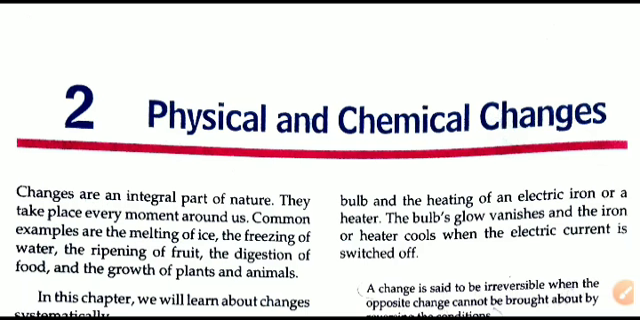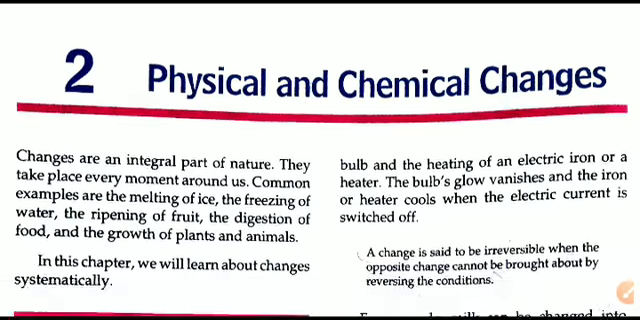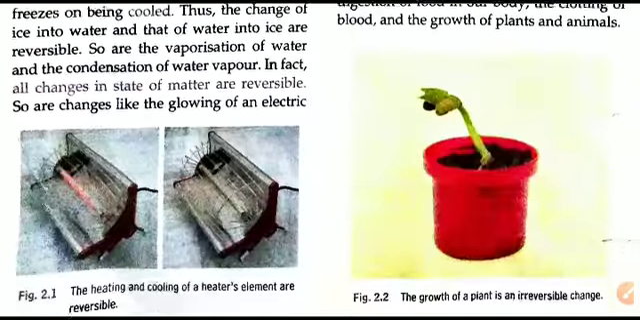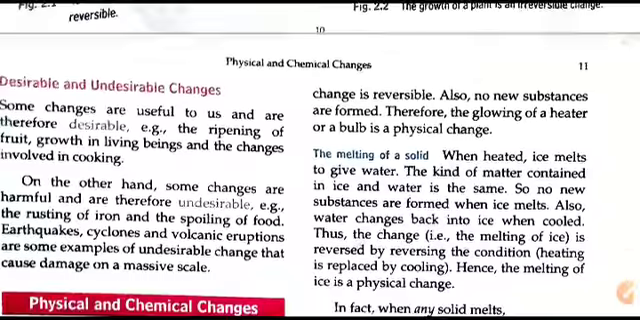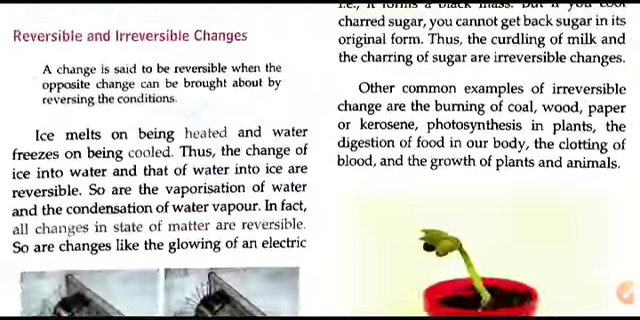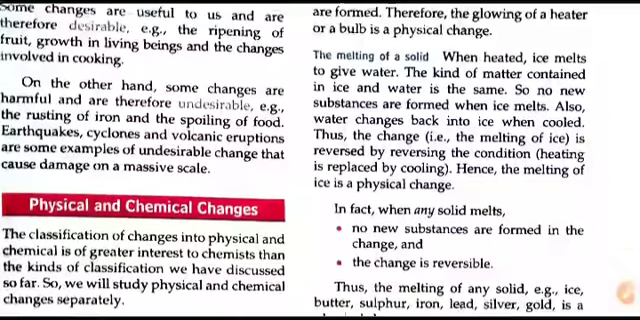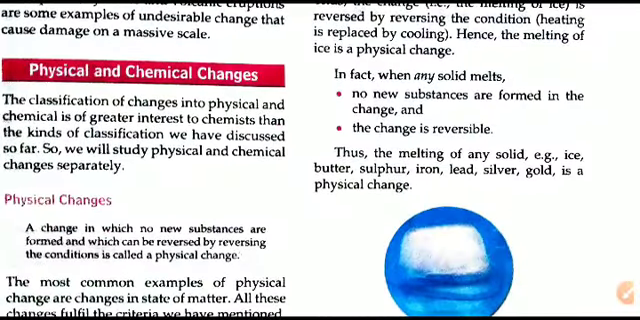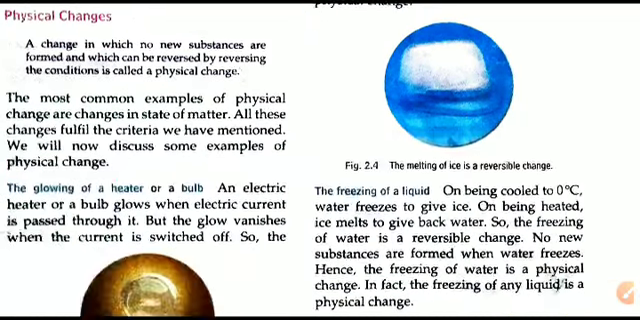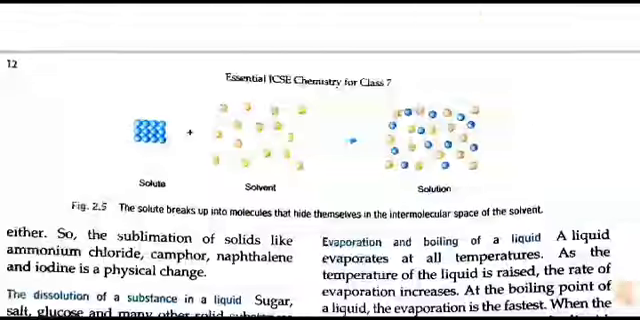As we have been doing the revision of chapter 2, physical and chemical changes, this is part 2 of this video revision series. In the last video we had seen the beginning of this chapter about the various reversible, irreversible changes, then the desirable, undesirable changes, and we had started the topic of physical changes. So let us continue where we left.